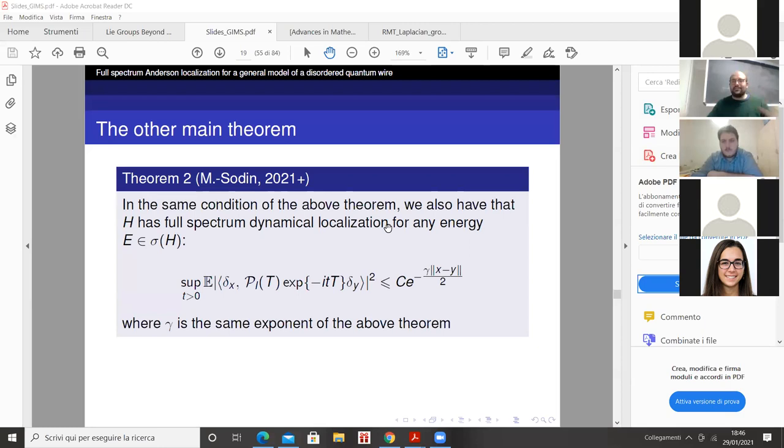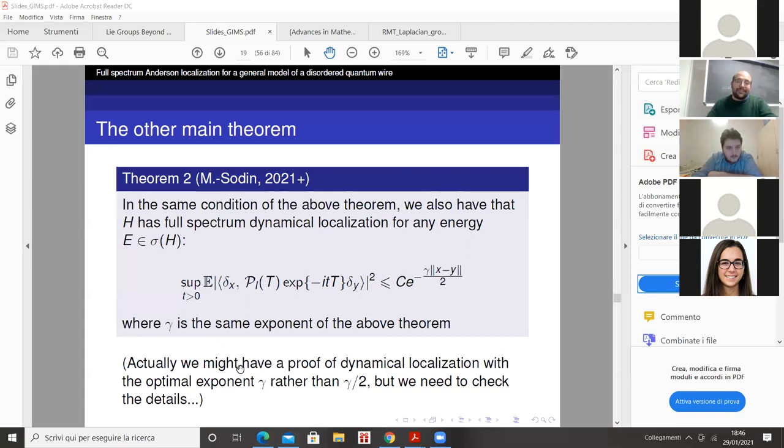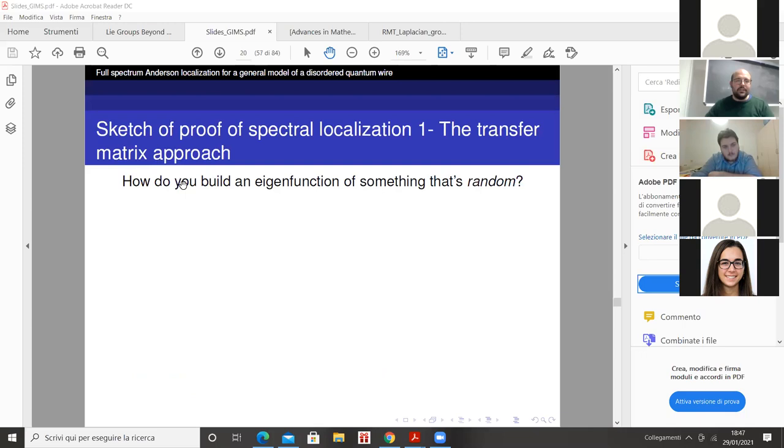So we have it for one half. We can prove it for one half. We think we are able to prove it for the optimal exponent, so for the full spectral localization length, but the proof still has to be checked carefully. And now let's talk a little bit about the proof, and then we will finish.